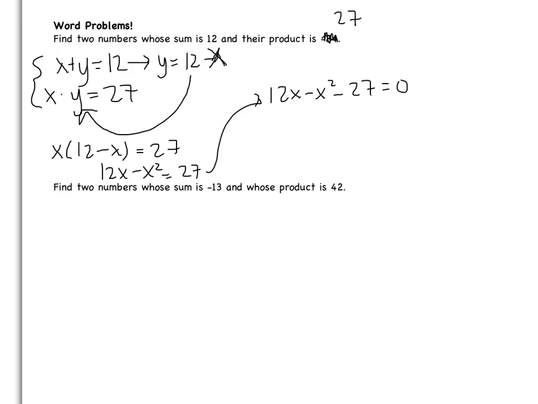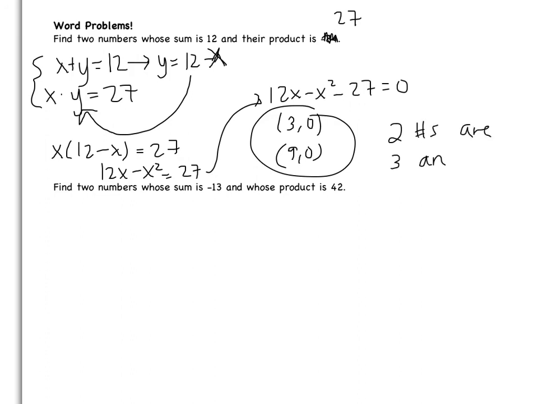Okay, so after you did that, you should have done zoom 6, second calc, and calculated the 2 zeros. You get the 2 zeros to be 3, comma 0 and 9, comma 0. So the 2 numbers are 3 and 9.